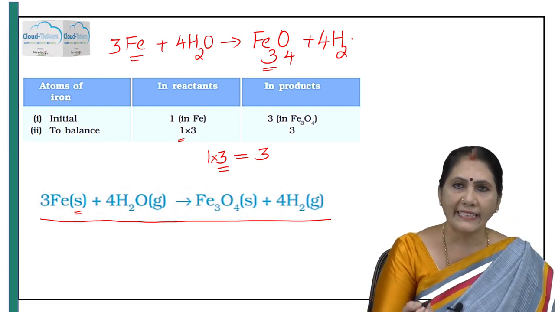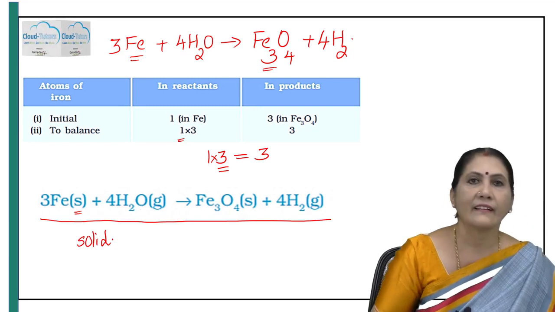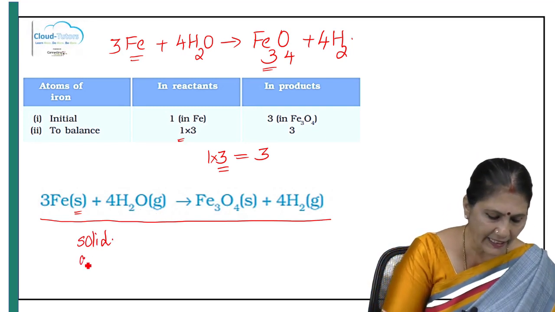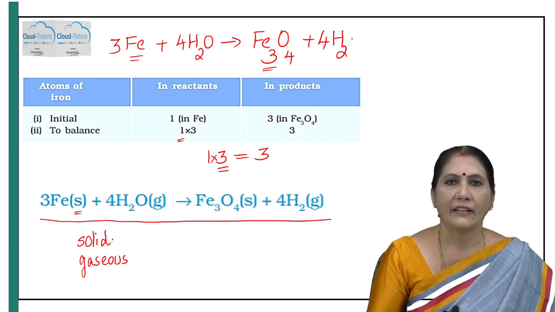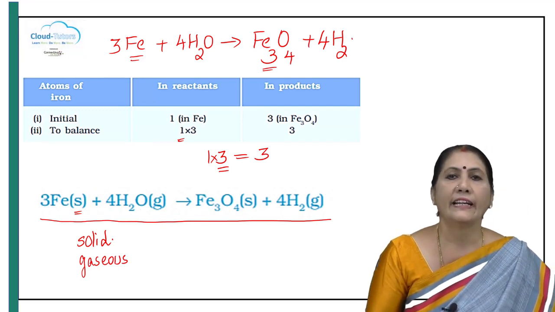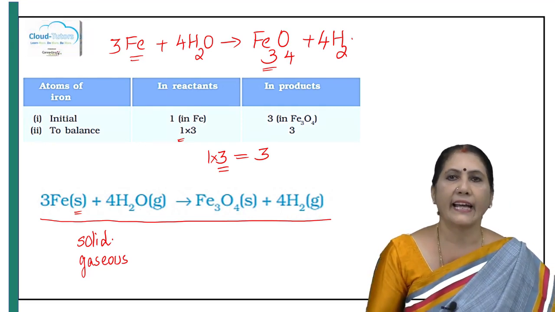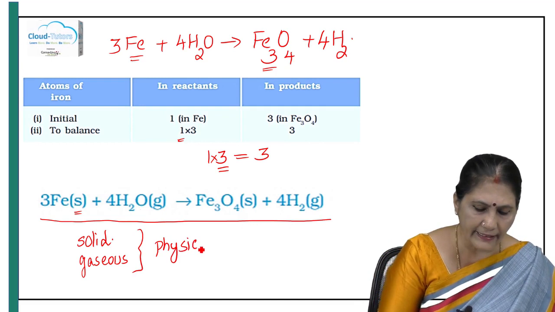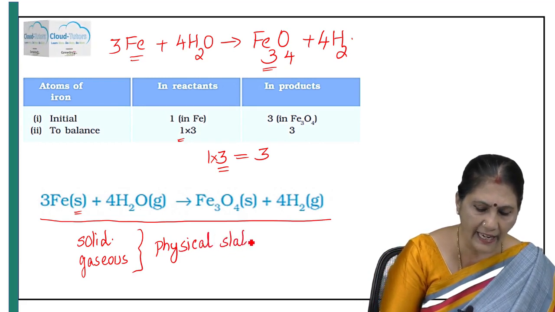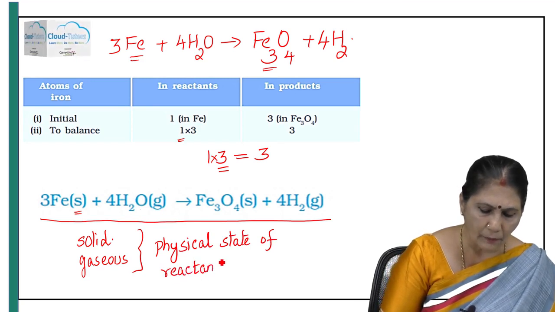Now I want you all to understand that iron exists in the solid state, whereas water exists in the gaseous state. It is getting converted into the mixed oxide of iron, called ferroferric oxide, given by the formula Fe3O4, plus hydrogen existing in the gaseous state. That means all these tell us the physical states of reactants and products.